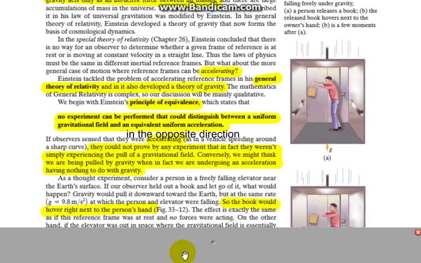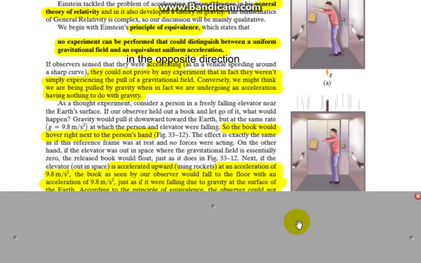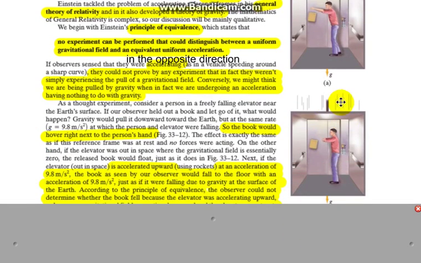As a thought experiment, consider a person in a freely falling elevator near the Earth's surface. If our observer held a book out in front and let it go, what would happen? The gravity would pull it down toward the Earth at the same rate at which the person in the elevator was falling. So here we're talking about an elevator in free fall. If we pulled it up and cut the wire, you're accelerating down, and anything you hold out is accelerating down at the same rate, and so that book would appear to be floating in midair.